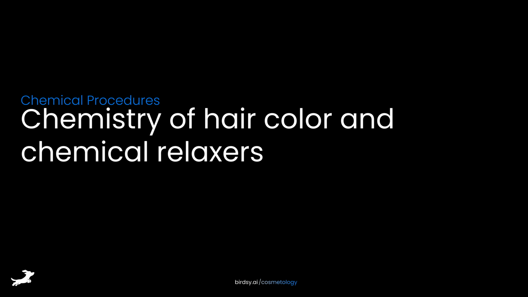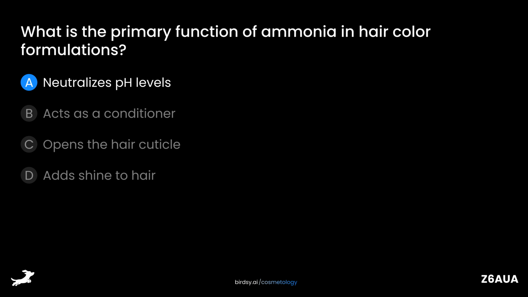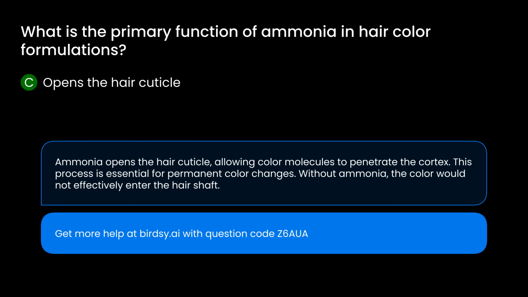Chemical procedures. Chemistry of hair color and chemical relaxers. What is the primary function of ammonia in hair color formulations? Is it A, neutralizes pH, B, acts as a conditioner, C, opens the hair cuticle, or D, adds shine to hair? The answer is C, opens the hair cuticle. Ammonia opens the hair cuticle, allowing color molecules to penetrate the cortex. This process is essential for permanent color changes. Without ammonia, the color would not effectively enter the hair shaft.